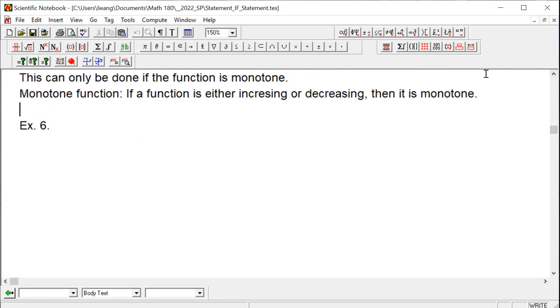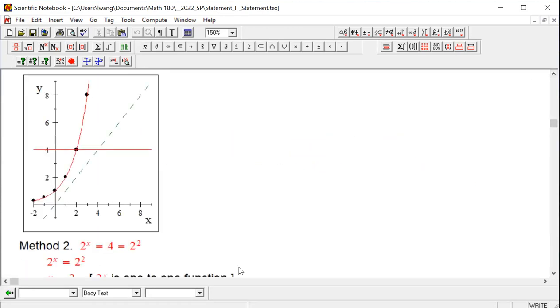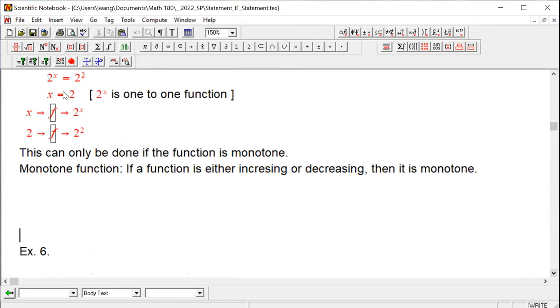Okay, before we do example number 6, remember, I want to explain to you, you can only do this: the outputs are the same, therefore the inputs must be the same. You can only do this if the function is monotone. I've been repeating myself very much on this because it is very important and needs to be emphasized very much.